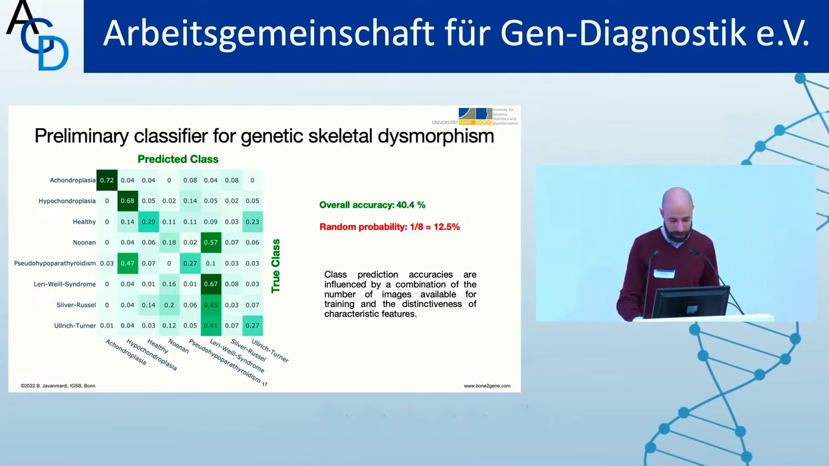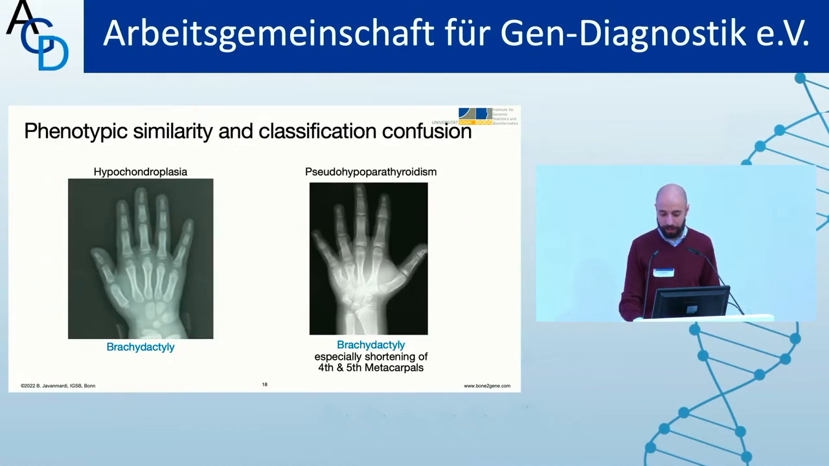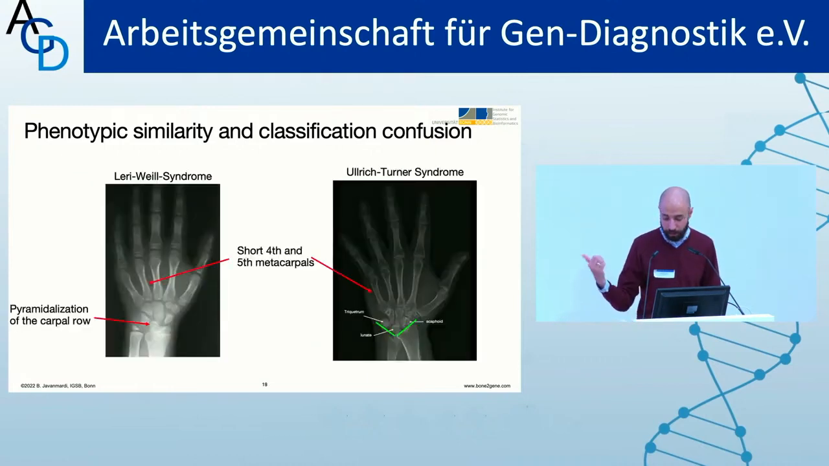For example, let's take hypochondroplasia and pseudo-hypoparathyroidism. They have many other different characteristic features too, but I picked the one that is the same between both, and that's brachydactyly, shortening of the fingers. That might be one feature that caused that confusion for ML, that dropped the performance for pseudo-hypoparathyroidism.